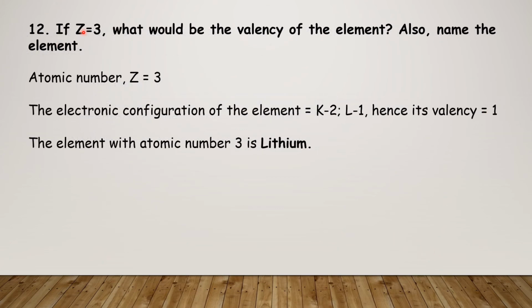12th question. If Z equals 3, what would be the valency of the element? Also name the element. So this kind of questions is very important. If Z equals 3, sometimes Z equals 7 or 9 up to 18 we can ask. Okay. So atomic number Z equals 3. The electronic configuration K2 L1. So 2 plus 1, 3. Hence its valency is 1, and the element with atomic number 3 is lithium. So all of you learn by heart the elements up to 18.